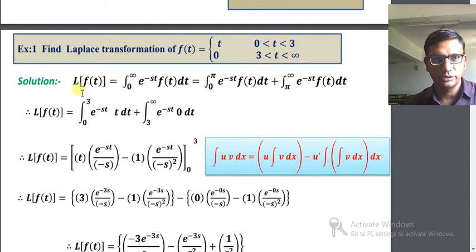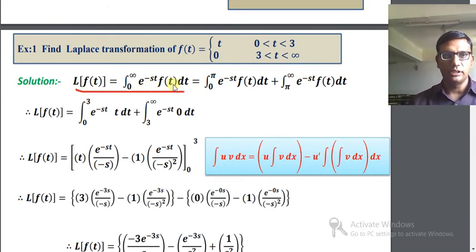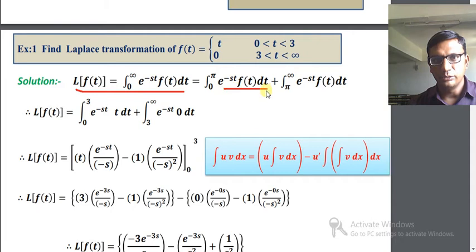Now we will take the Laplace by definition. First of all, this is the definition of Laplace of f(t): integration 0 to infinity e raised to minus st f(t) dt. It is divided into two parts, 0 to 3 and 3 to infinity.